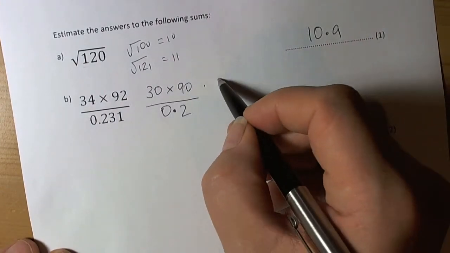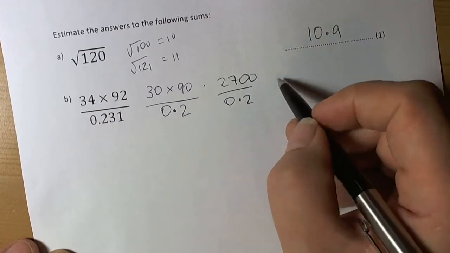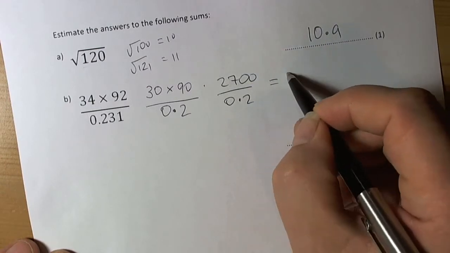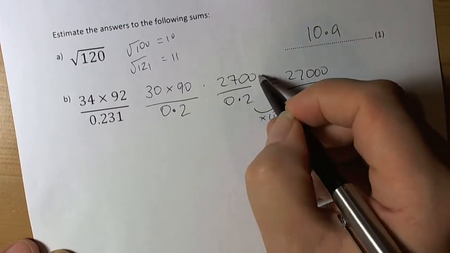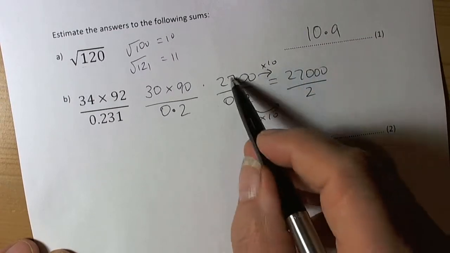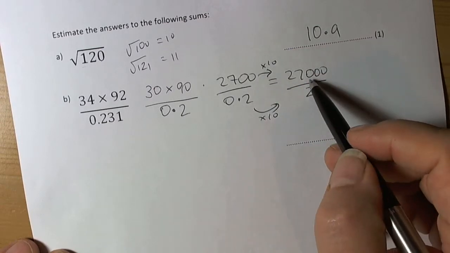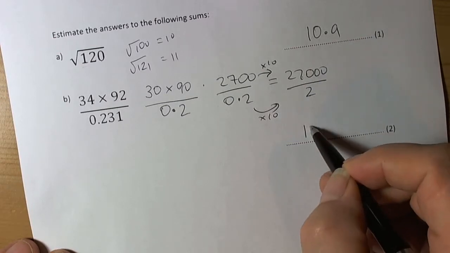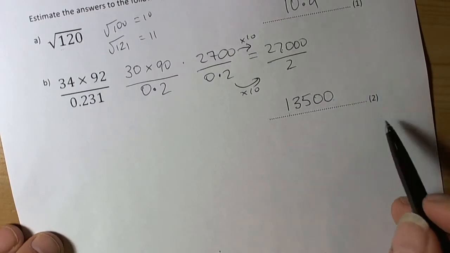So we know 30 times 90 is 2,700, and we're dividing by 0.2. Dividing by a decimal is not easy, so the best way is to multiply the fraction up to make an equivalent one. So 27,000 divided by 2, simply by multiplying numerator and denominator by 10. Made them equivalent, so this is the same sum as this one, so I don't need to do any back division or anything. Just got to work out what half of 27,000 is. 27,000 divided by 2 is 13,500. So our estimate would be 13,500.